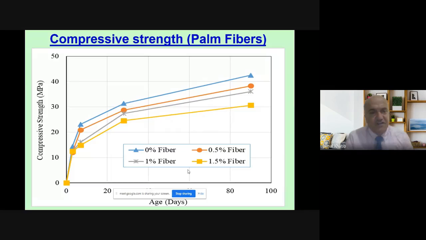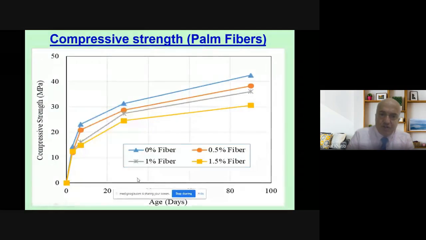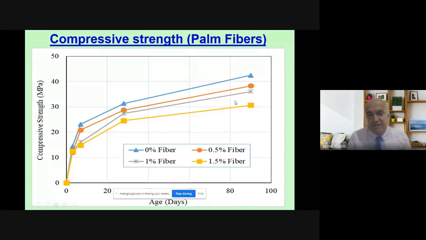Straightforward for the results. Remember, I'm reporting now the work on palm fiber only. As we increase, and you will see later in the second slide, in general, the progression or the development of compressive strength with time is pretty much similar to any traditional concrete. So there is nothing really different about normal concrete and concrete with fiber. Yes, the values are different, higher for the 0%, that is the normal concrete. As we increase the fiber, the strength is going less.